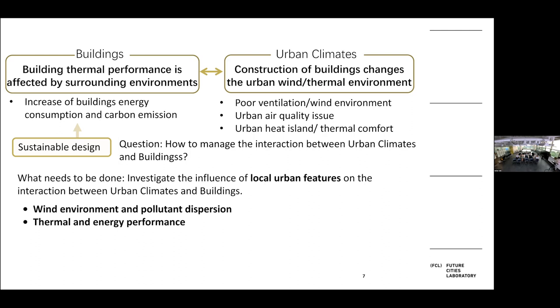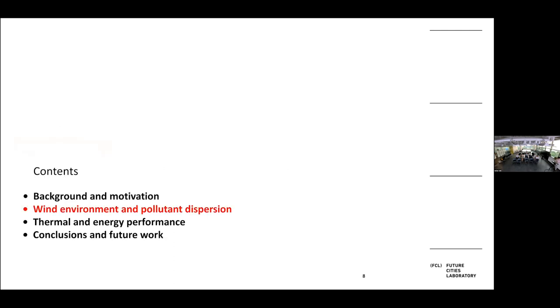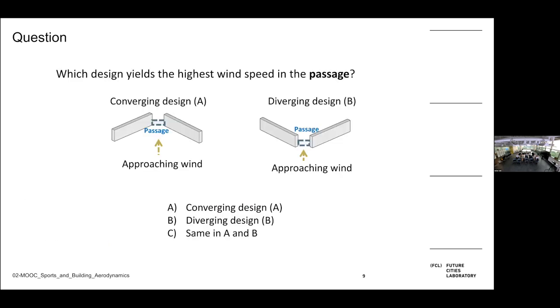So now I will talk about the study on wind environment and urban dispersion. Before we start this topic, I would like to ask everyone here a small question. Here we see two types of building layouts. We have A, a convergent design, and B, a divergent design.